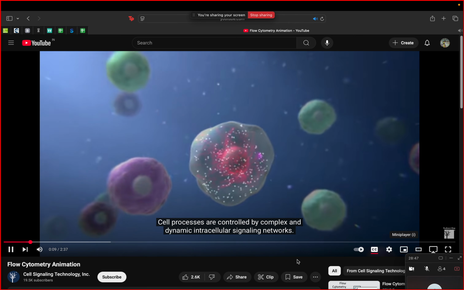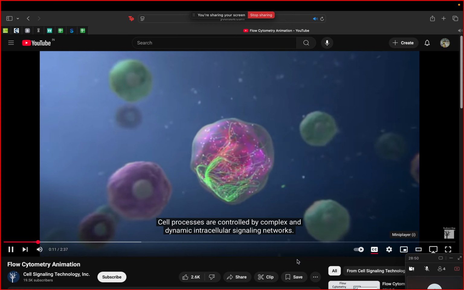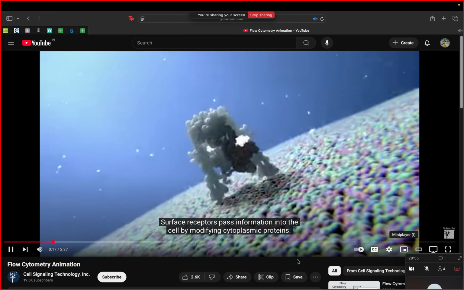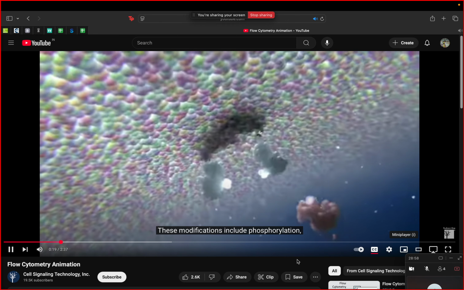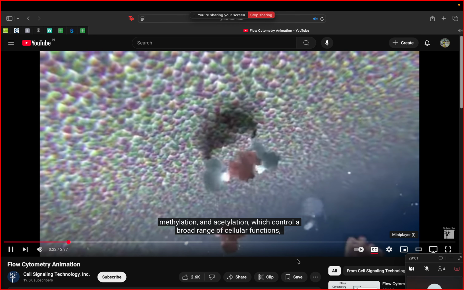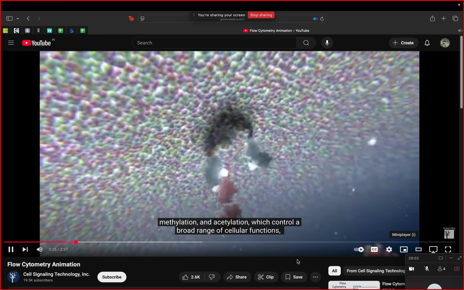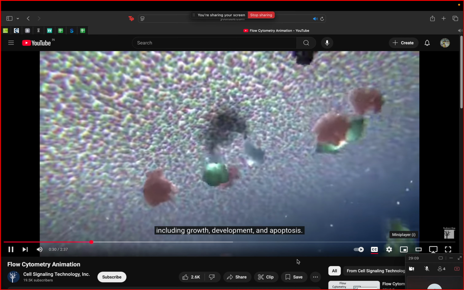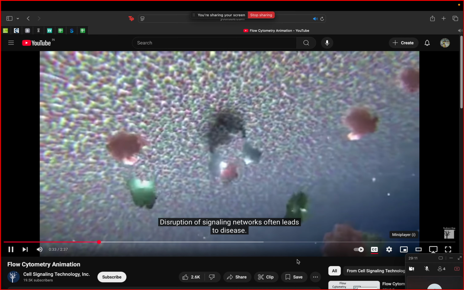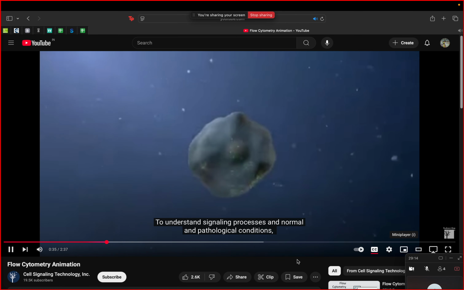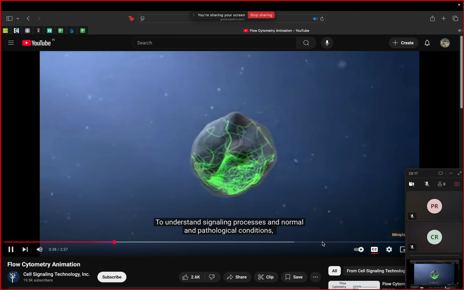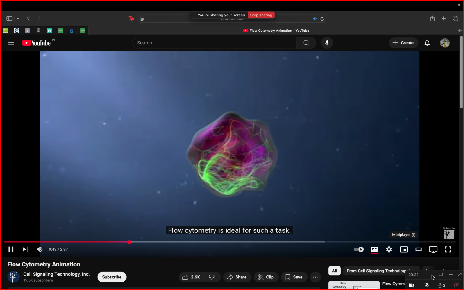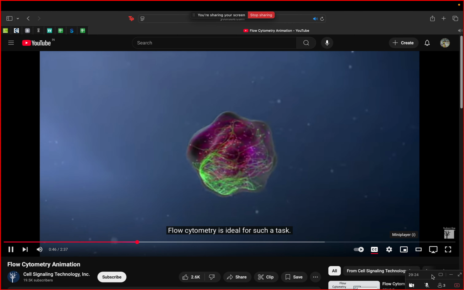Cell processes are controlled by complex and dynamic intracellular signaling networks. Surface receptors pass information into the cell by modifying cytoplasmic proteins. These modifications include phosphorylation, methylation, and acetylation, which control a broad range of cellular functions including growth, development, and apoptosis. Disruption of signaling networks often leads to disease. To understand signaling processes in normal and pathological conditions, identification and quantification of signaling proteins is necessary. Flow cytometry is ideal for such a task.